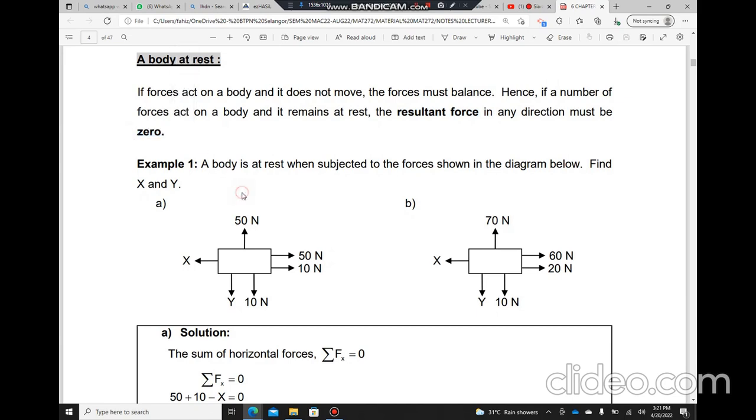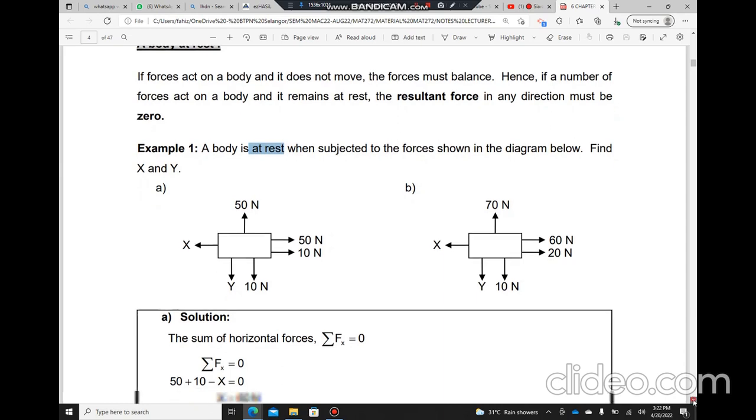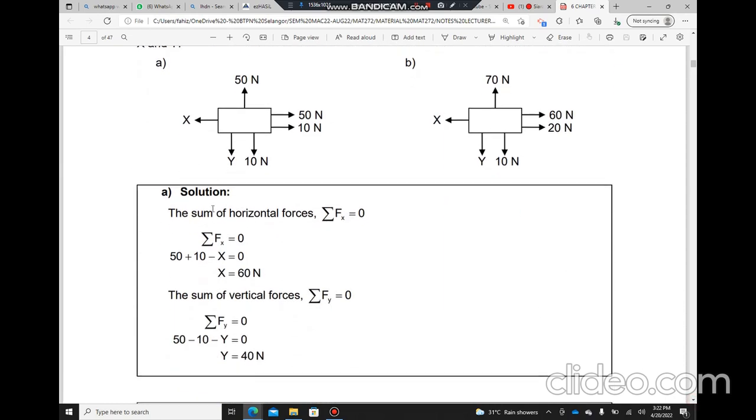Okay, so kita tengok example 1. A body is at rest when subjected to the force shown in the diagram below. Find x and y. Dia kata body ni berada pada kedudukan rest. Maksudnya dia tak bergerak. Okay, so kalau dia tak bergerak, kita tengok total. Bila dia tak bergerak, maksudnya the sum of horizontal force must equals to 0. Maksudnya Fx, daya untuk Fx dia mesti sama dengan kosong.